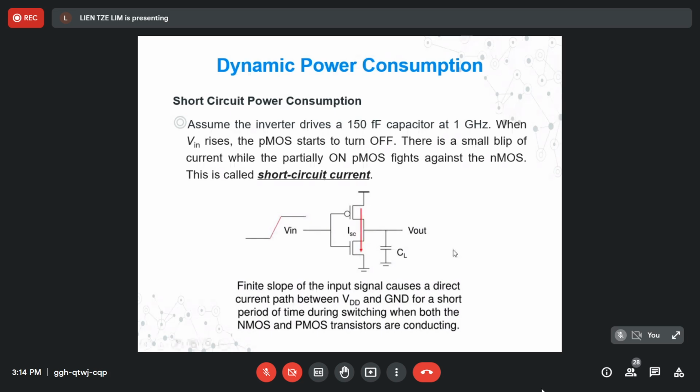Now I will continue with short circuit power dissipation. Assume the inverter drives a 150 femtofarad capacitor at 1 gigahertz. When the input voltage rises, the PMOS starts to turn off. And there is a small bit of current while the partially on PMOS fights against the NMOS. This is called short circuit current.